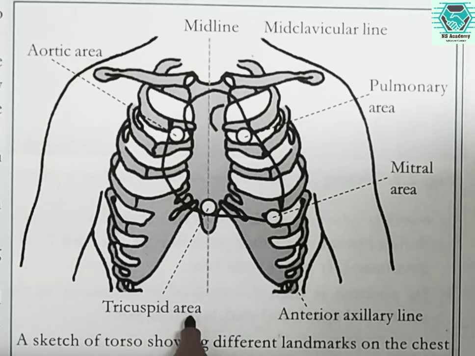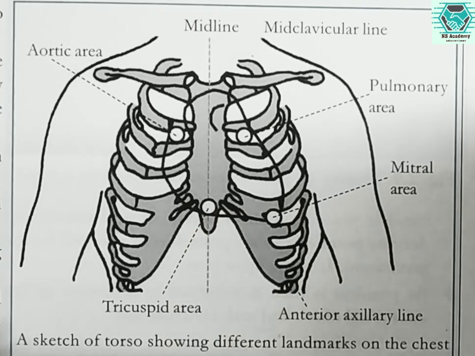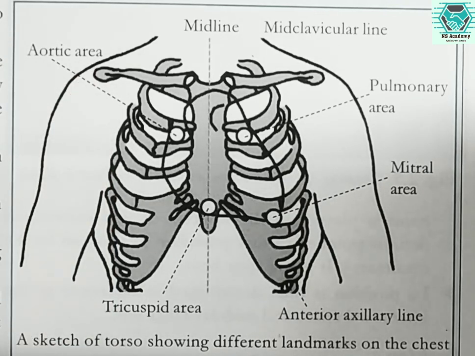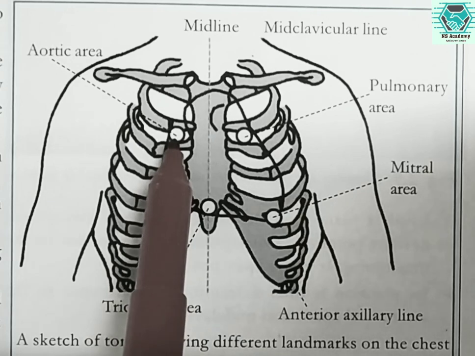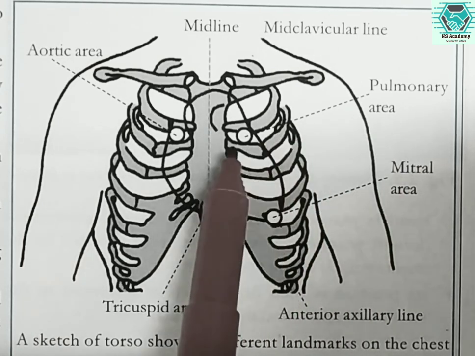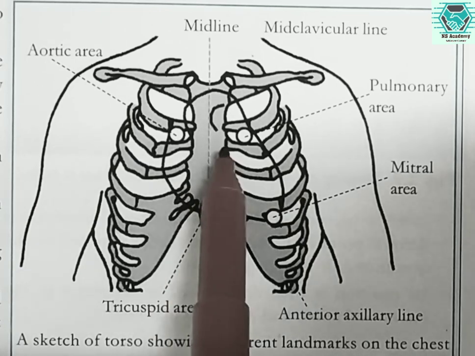Now the tricuspid area is on the left side of the lower end of the sternum. So this is the tricuspid area, present at the lower end of the sternum. Then the aortic area is in the right second intercostal space near the sternal border. And the pulmonary area is also present on the left: the left second intercostal space near the sternal border.